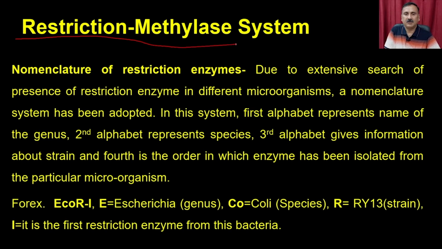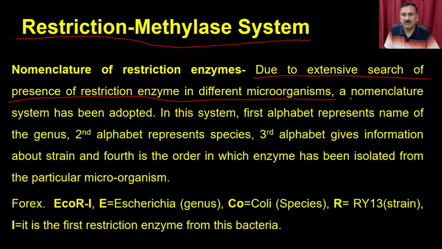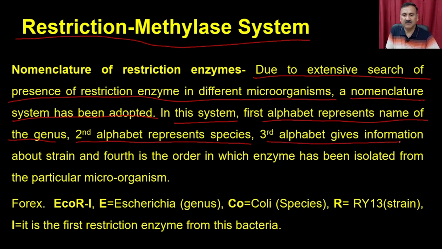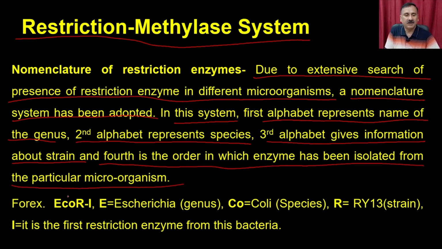Since we have isolated so many restriction enzymes, type 1, type 2, we should also have a system to put the nomenclature of these restriction enzymes. Due to the extensive search for restriction enzymes in different microorganisms, a nomenclature system has been adopted. In this system, the first alphabet represents the name of the genus, the second alphabet represents the species, the third alphabet gives information about the strain, and the fourth is the order in which the enzyme has been isolated from a particular microorganism. For example, we have a restriction enzyme named EcoR1.